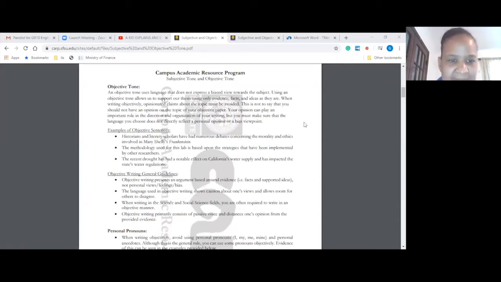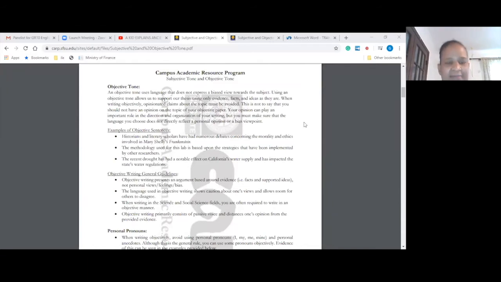So some examples of objective sentences are: historians and literary scholars have had numerous debates concerning the morality and ethics involved in Mary Shelley's Frankenstein. That's the book about the monster that they made out of different human parts. Okay. The methodology used for this lab is based upon the strategies that have been implemented by other researchers. The recent drought has a notable effect on California's water supply and has impacted the state's water regulations.